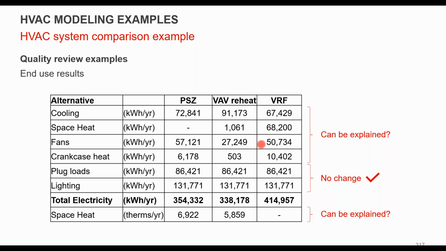Same thing with fan power. The VAV fan power number is substantially lower. Can that be explained? Good things to check, since we're not messing with plug loads and lighting, right? These numbers should be the exact same across the board. So you want to make sure that there's no changes. If there are changes, then there might be something happening in the model, inputs that you don't want to change. And then finally, looking at your heating, can it be explained that the single zone is going to be more than the VAV reheat option? So side by side, it's sometimes helpful to compare and just make sure that you understand why you're seeing the savings or the variations that you're seeing.